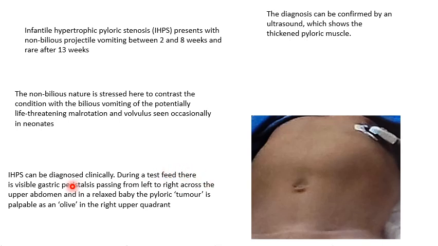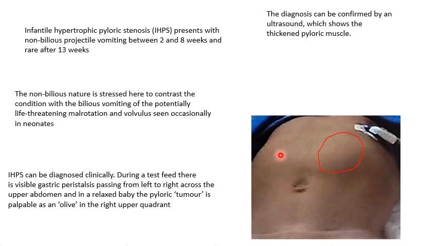During a test feed, there is visible gastric peristalsis passing from left to right across the abdomen. And in a relaxed baby, the pyloric tumor is palpable as an olive in the right upper quadrant. Now have a look. You can see a bulge appeared here. This is your VGP actually. This photograph is from the pediatric surgeon, Dr. Krishna Kumar. So this is not the olive. This is the VGP starting off, and it will move here.